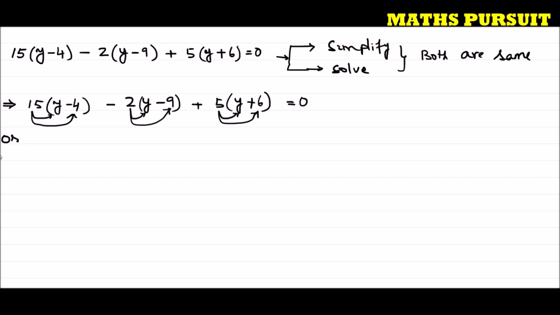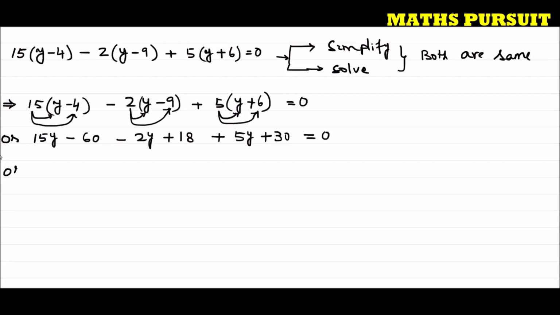So I can write now 15y minus 60. 15 into 4 is 60. Minus 2y plus 18. How? Minus 2 into y is minus 2y, minus 2 into minus 9 is plus 18. Plus 5y plus 30. How? 5 into y is 5y, 5 into 6 is 30, is equal to 0.